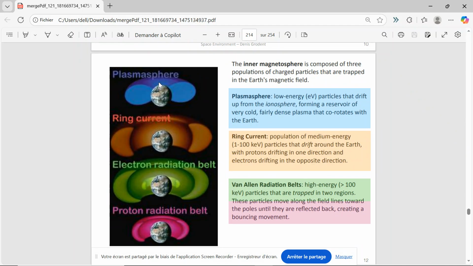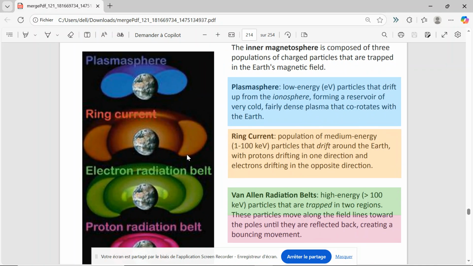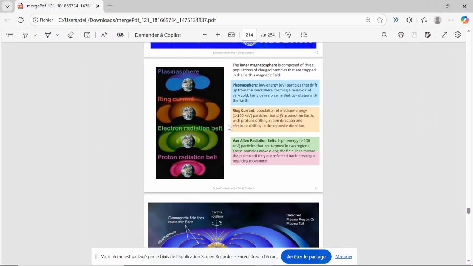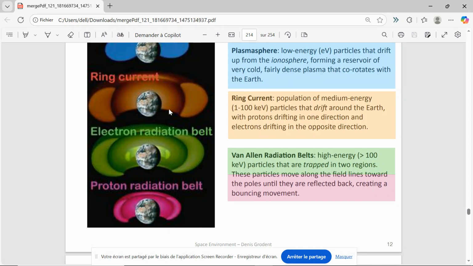The closest one is the plasmasphere, that contains particles with low energy, fortunately for us, that drift up from the ionosphere, forming a reservoir. After that, you got the ring current, a population of medium energy. As explained before, it's due to the fact that the Earth's magnetic field is different from the dipole one, so it generates plenty of different currents.